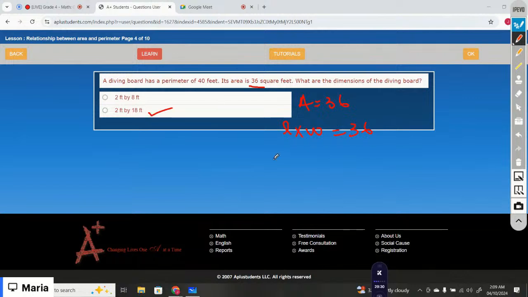Right? So you have 2 times 8. 2 times 8 makes 16. If you do 2 times 8, that is 16. This isn't the correct option. 2 times 18. 2 times 18 is 36, right? That means option number 2 is the correct option. You can check for perimeter also. Just add 2 plus 2, 4. 18 plus 18, 36. 36 plus 4 is 40. Got it? So which is the correct option? That's option number 2. The dimensions of the diving board are 2 by 18.